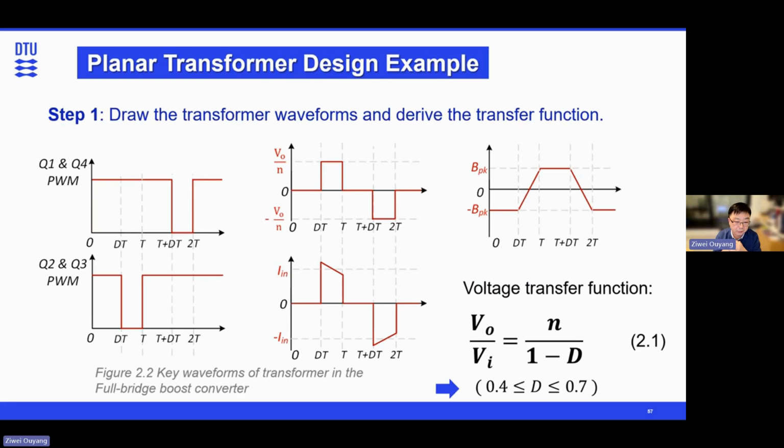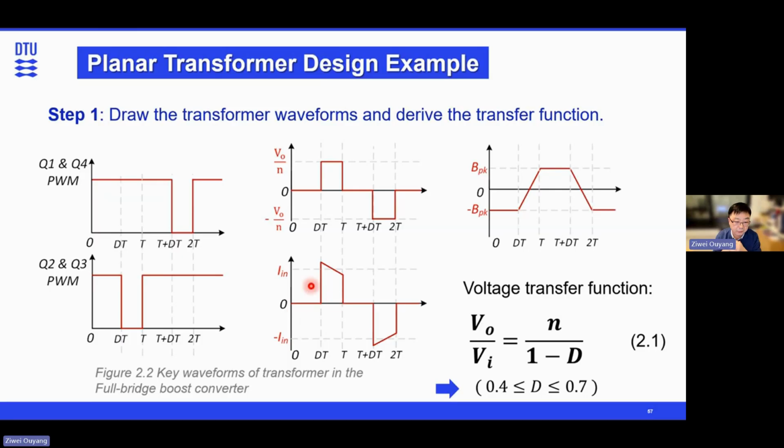Then step one, of course, we need to draw the transformer waveforms and derive the transfer functions. Here we're using 100 kilohertz for the switching frequency, because we have 4 stages, and the second stage and the fourth stage are symmetrical. So basically, the inductor frequency is double. The inductor frequency is 200 kilohertz, and the T here refers to the inductor frequency, which is 200 kilohertz here.